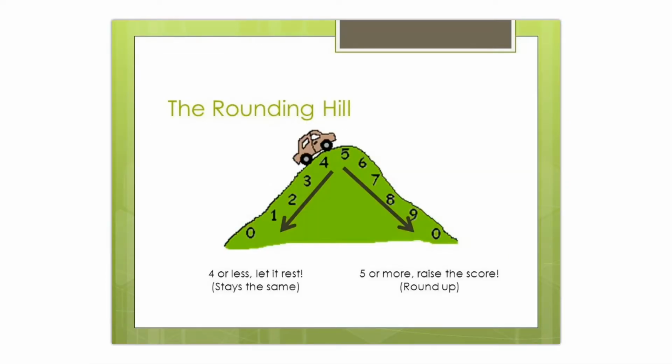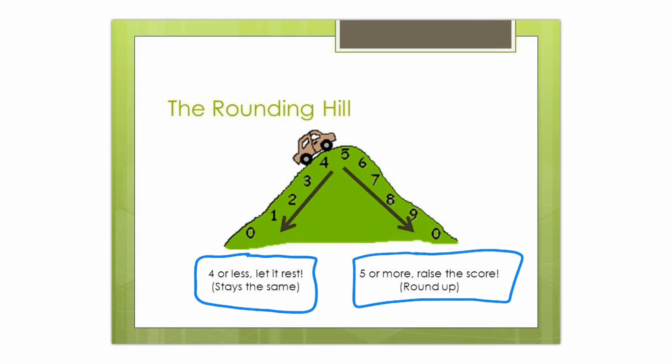Another thing to keep in mind is the strategy of the rounding hill. You've probably heard this in previous grade levels, but 4 or less, let it rest. 5 or more, raise the score. So just as you see 5 going down, you would go to the next tens place, or hundreds place, or thousands place. But if you're 4 or less, you're going to go back down, and it stays the same.